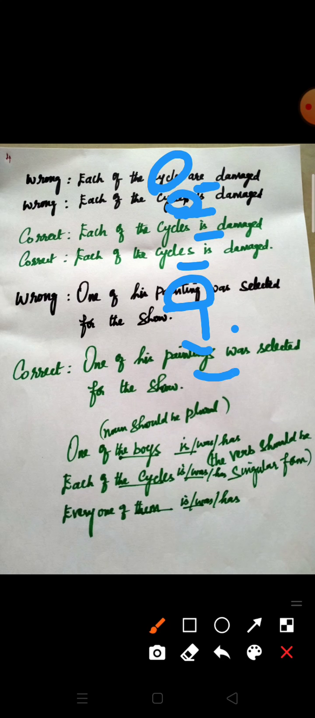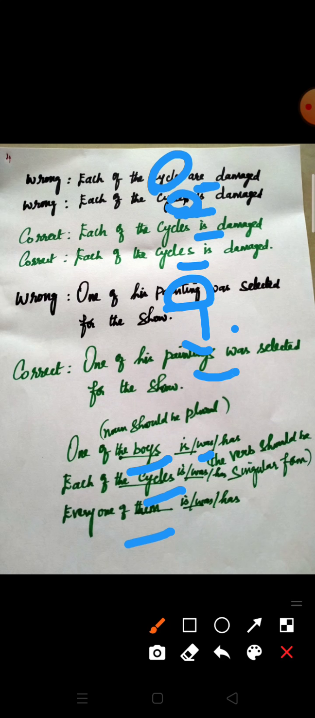Okay, so for that you remind it: one of the boys, one of the boys, each of the cycles, every one of them. But see, look at the verb here, it should be in singular form. If "are" is given, we should change it into "is". Because "are" is plural present tense, so we should change into singular present tense "is". "Were" is plural past tense, we should change into singular past tense "was".